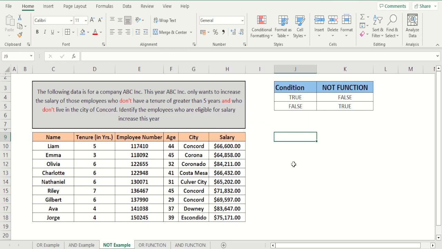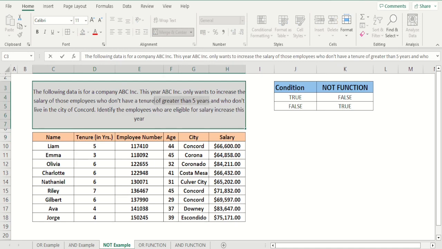So again, it's the same company, ABC Incorporated. This year, ABC Incorporated only wants to increase salary of those employees who do not have a tenure of greater than 5 years and who do not live in the city of Concord. So the problem statement's been reversed. So let's understand. The operative words do not will give you a clue that the condition's been reversed, and we'll have to use the NOT operator. And this is the base condition. So let's mark it. This is the first base condition.